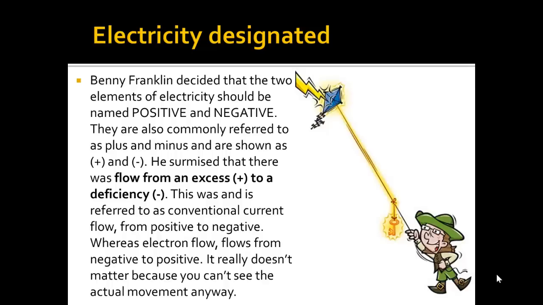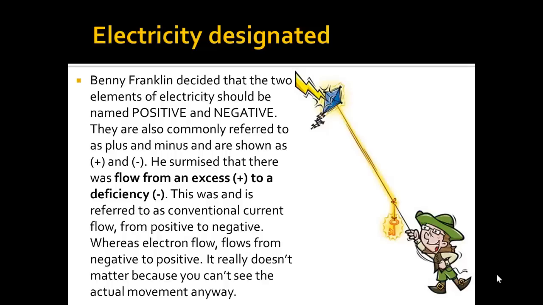And since positive is excess and negative is deficiency, he determined that this flow was from positive to negative. This was and is referred to as conventional current flow, from positive to negative. However, much later, when electron flow was discovered, it was discovered that the actual excess is an excess of electrons. And in the meantime, they had designated an electron as negative and an atom missing an electron as a positive ion. So the two were in conflict.